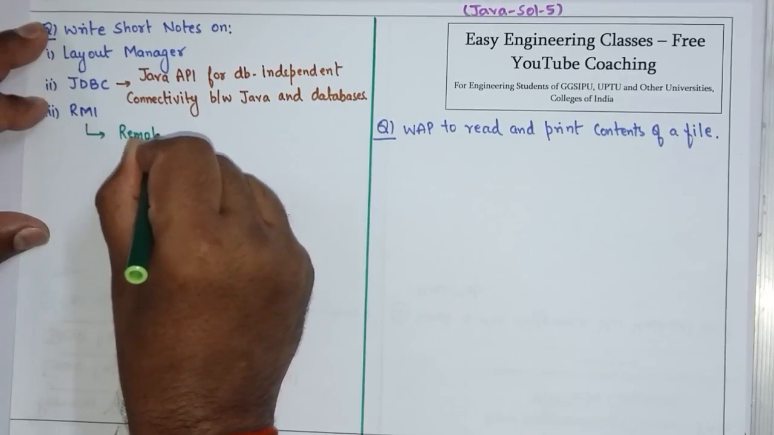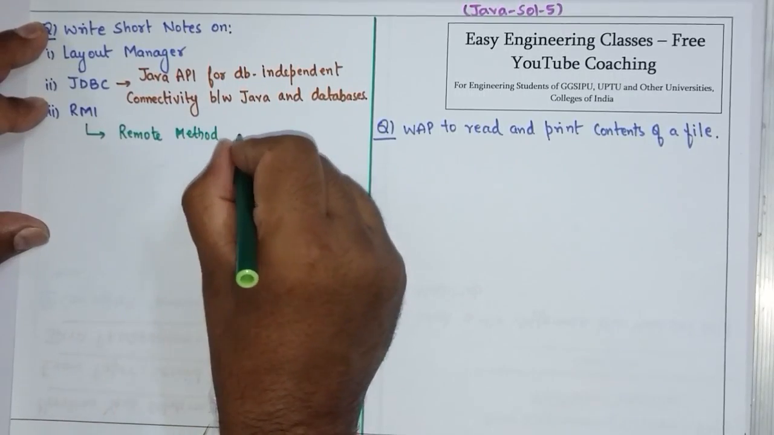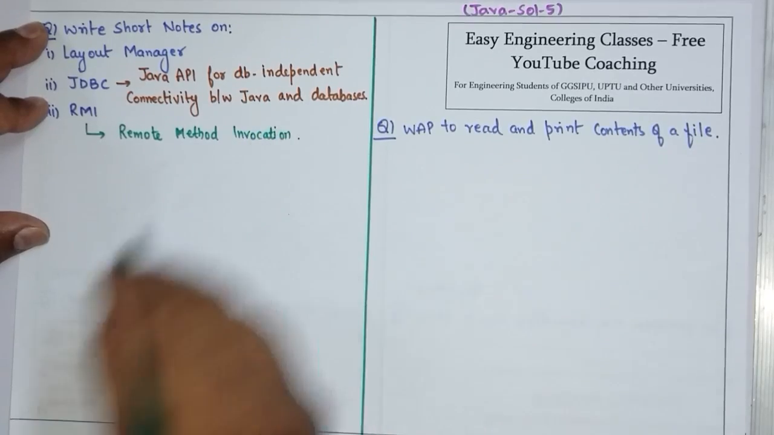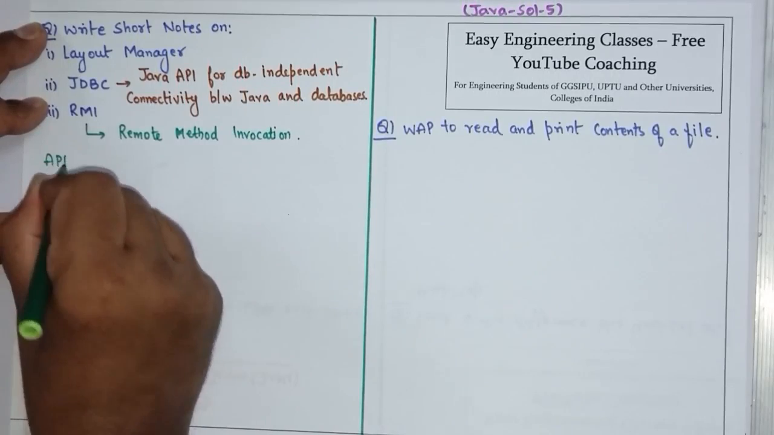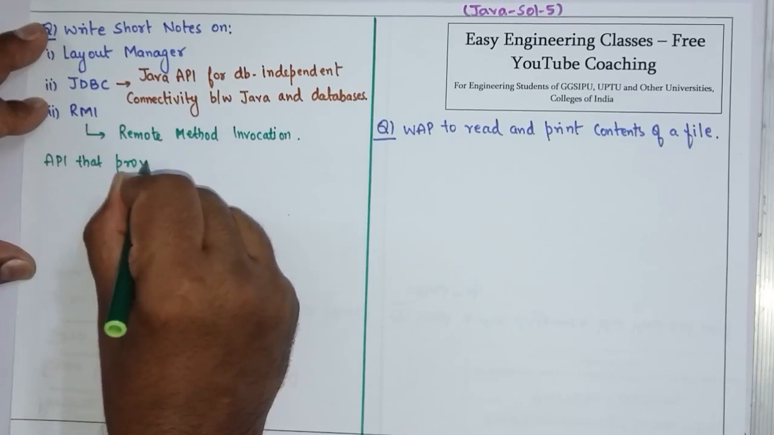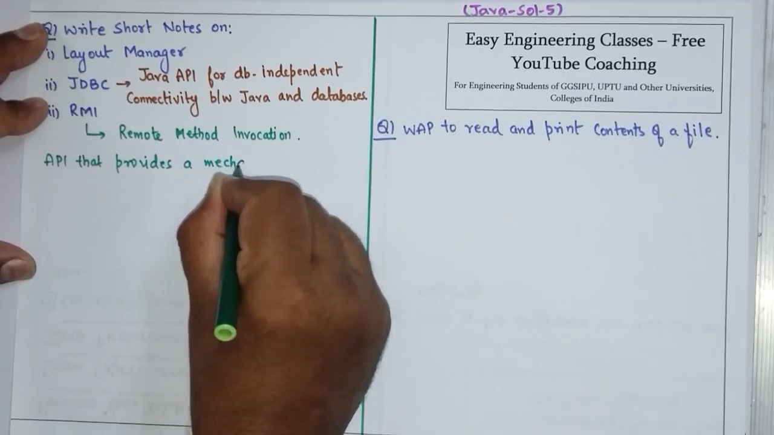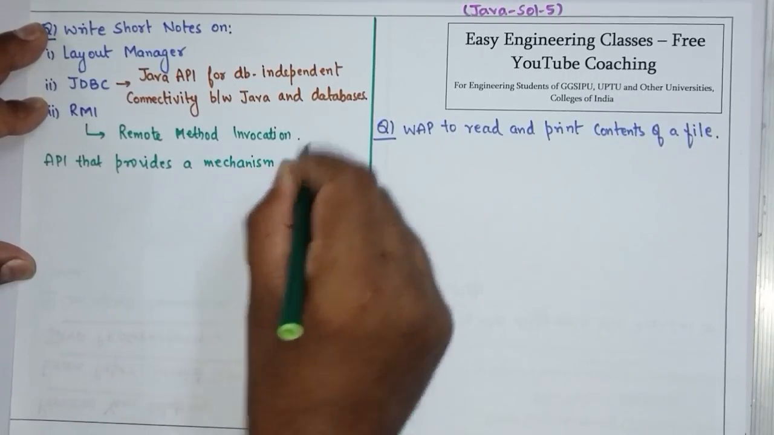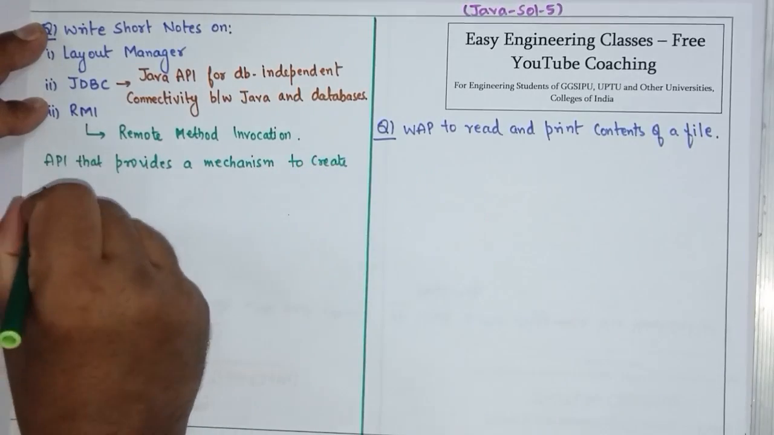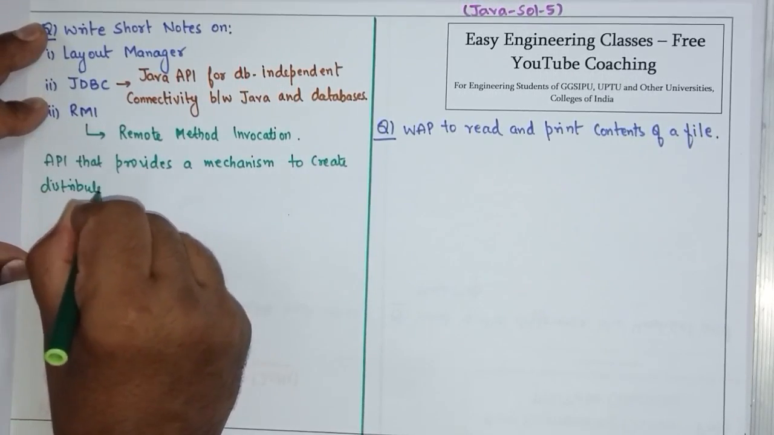जो फुल फॉर्म है RMI की वो है, it is Remote Method Invocation. It is an API actually. It is an API that provides a mechanism to create distributed applications in Java.